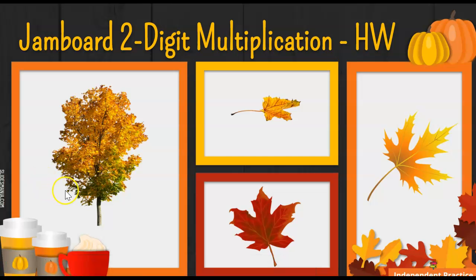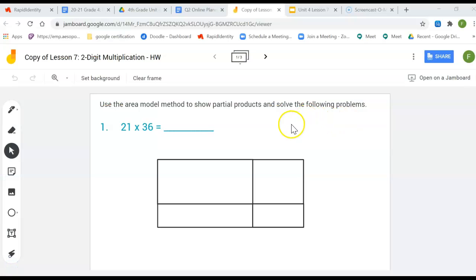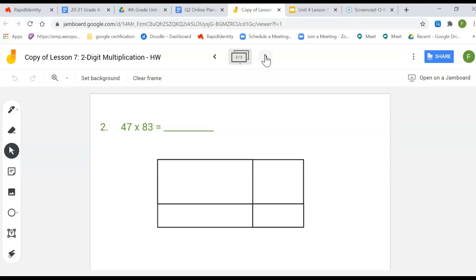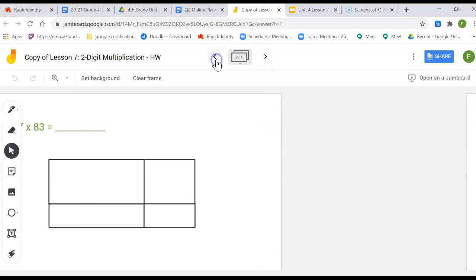So when you finish up that first Jamboard, there is actually a second Jamboard for more 2-digit multiplication practice. And again, I will show you what the second Jamboard is, and this should also be assigned to you. So this Jamboard is, again, just more practice for you. And it says use the area model method to show partial products and solve the following problems. So you're using the area model here to multiply 21 times 36. And again, you're decomposing these numbers, guys. And that's the first one, and there's a second one here, and there's also a third one. So there's 3 on this particular Jamboard that you need to complete.